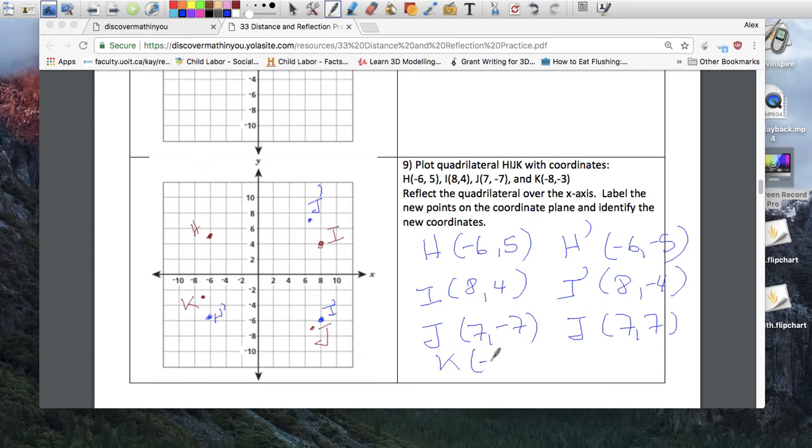And K, negative 8 and negative 3, where is that? K is going to be here, and it's going to go from down up, crossing the x-axis, so it's going to be negative 8 and 3 up. And here's K prime. K prime is going to be negative 8 and positive 3, because it went from quadrant 3 to quadrant 2. So again, same distance away from the x-axis. So here are my coordinates, and I'm not going to connect my dots.